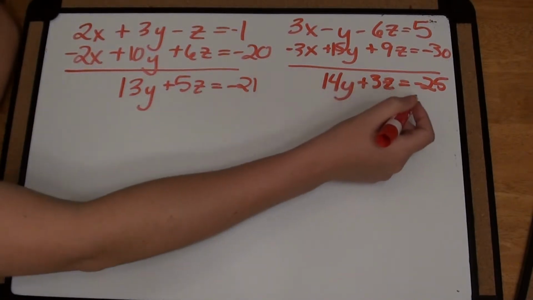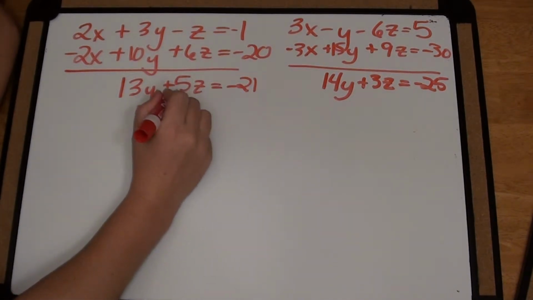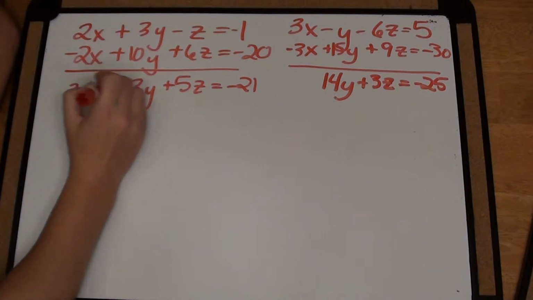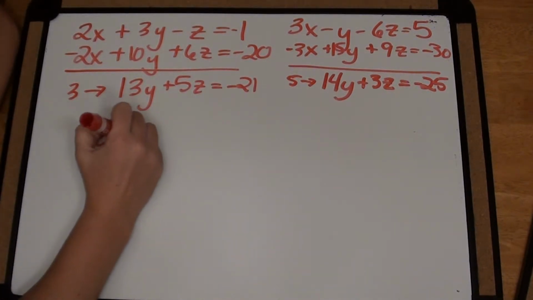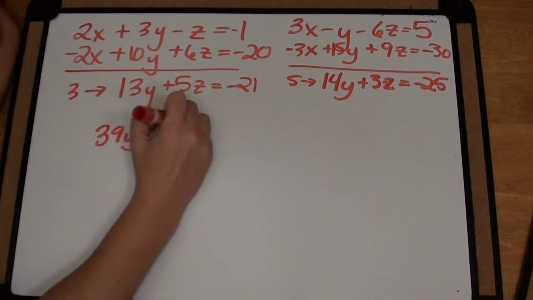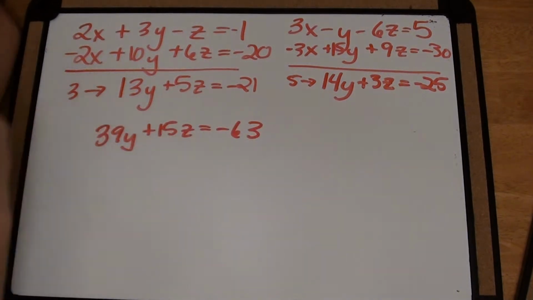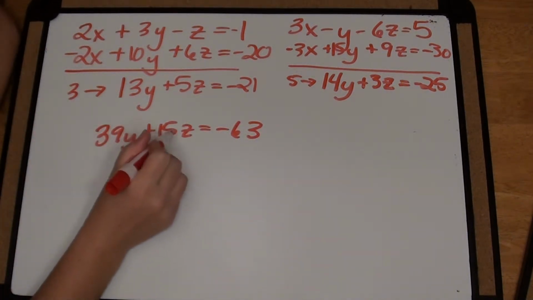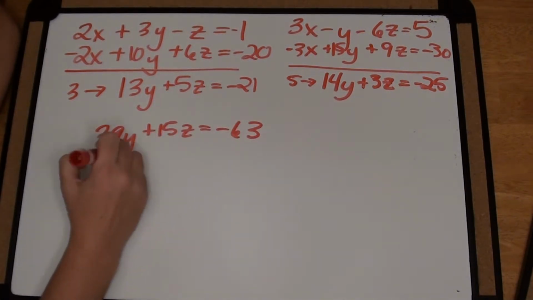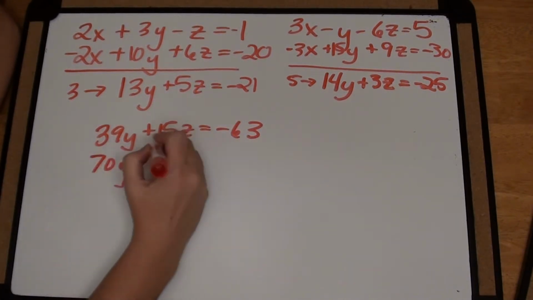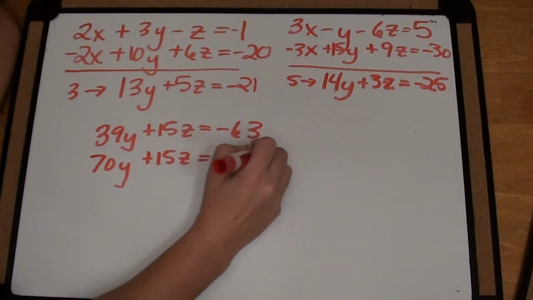So now I'm going to go ahead and use this equation and this equation together. I'm going to get rid of my z's, so I'm going to multiply this one by 3 and this one by 5. So this will be 39y plus 15z equals negative 63. I'm sorry, plus 15z, not 13z. 39y plus 15z equals negative 63. And this one would be 70y plus 15z equals negative 25.